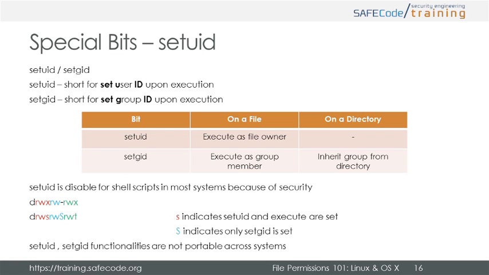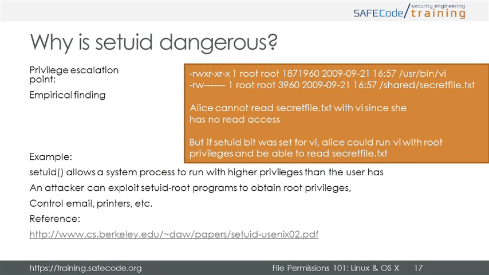When using the ls -l command, SetUID and SetGID bits are displayed as s entries in the corresponding execute bit. A lowercase entry means that the execute bit is also set. The uppercase means it is not.